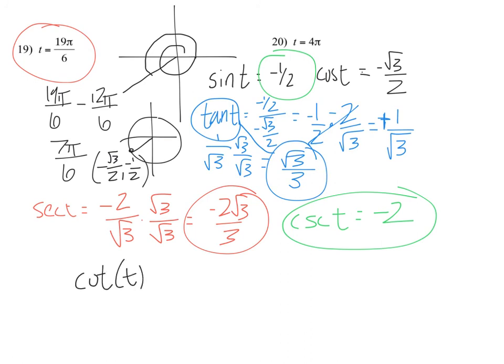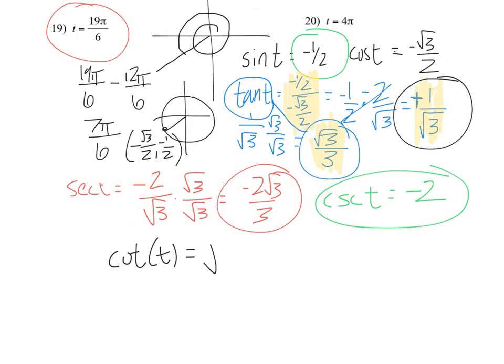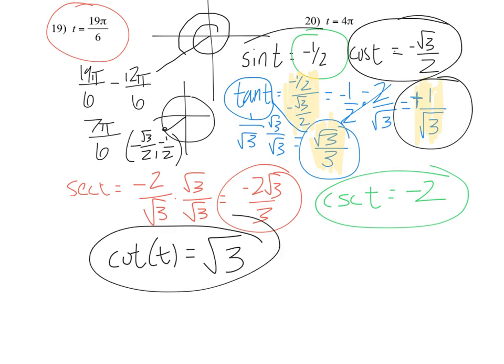I am looking at tangent right now, and I think I mentioned this in class, but this fraction, and this fraction, and this fraction are all equivalent, so I can really pick any of those to reciprocate. And I'm going to pick the one that's the easiest, which is this one. If I reciprocate that, I just get square root of 3. So there are all 6 answers: sine, cosine, tangent, cosecant, secant, and cotangent. There's all 6 of them.